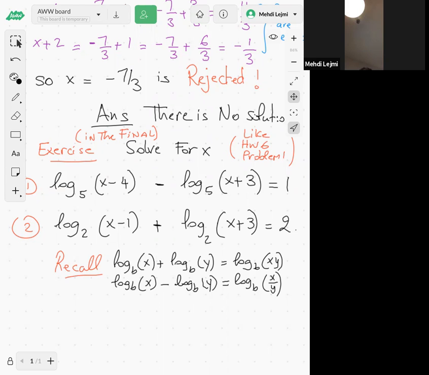What you have to keep in mind, guys, is this log is just the inverse of the exponential. I mean, don't be scared of the log. I know a lot of students get very confused about this log, but it's not. It's just a formal definition. So it's just the inverse of this exponential function.